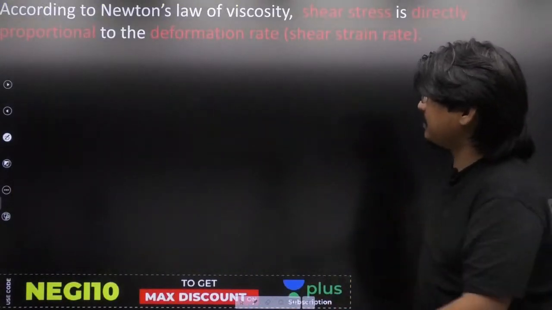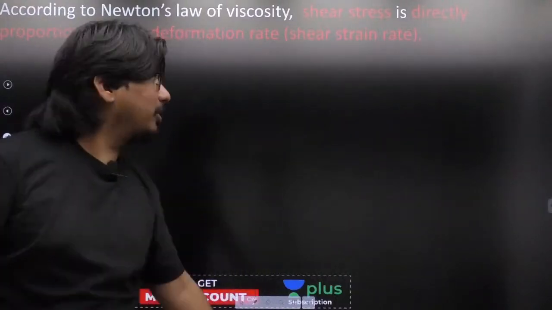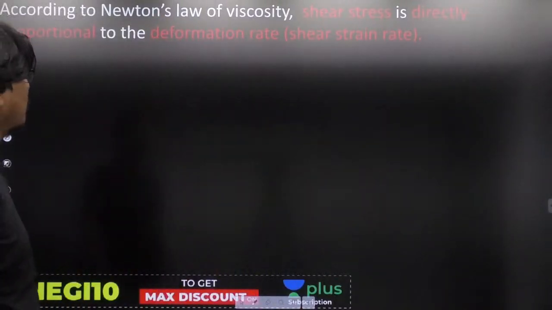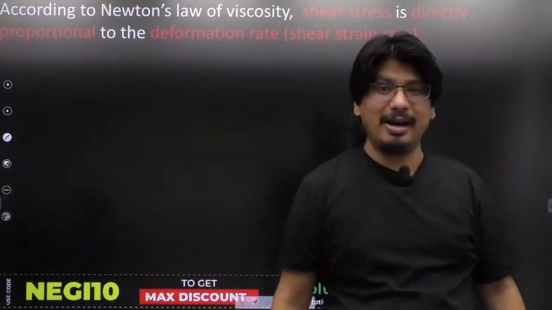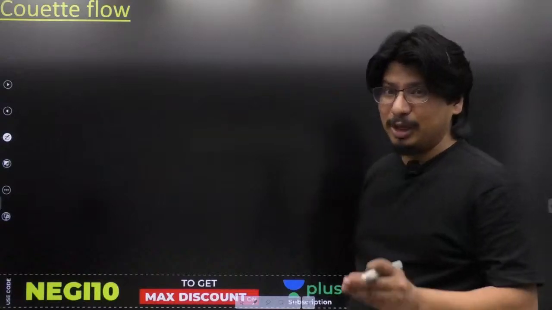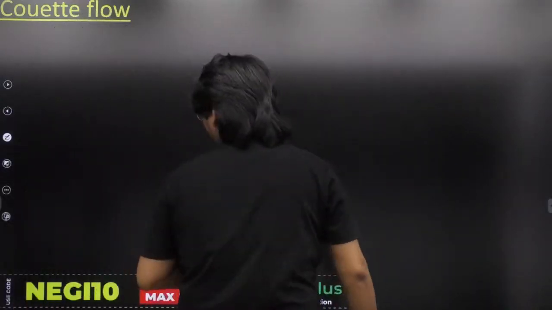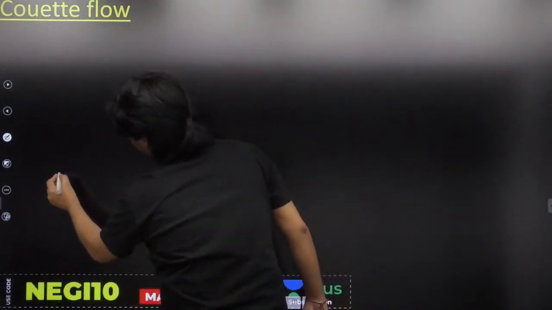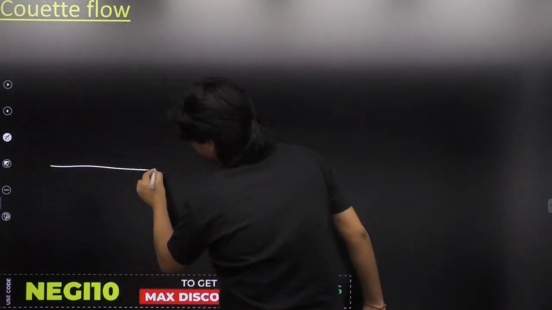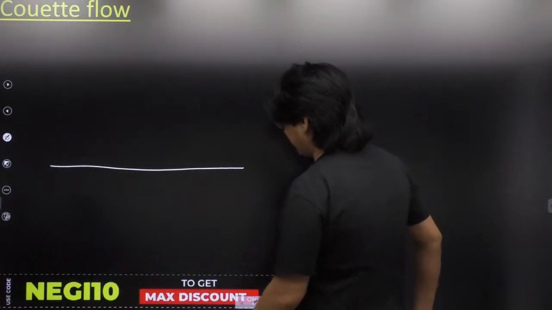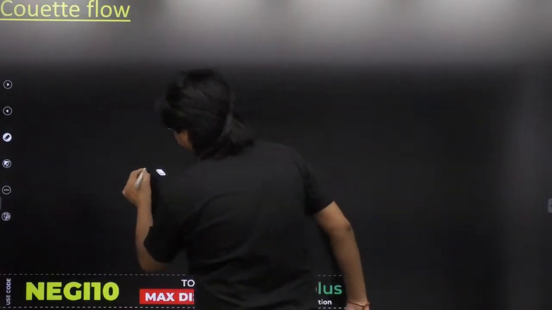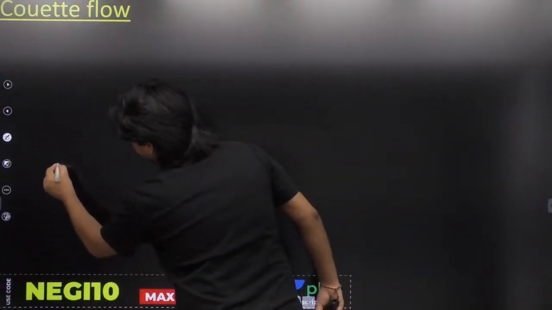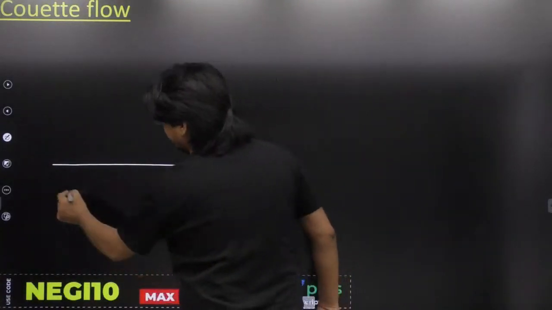Yes. Next. According to Newton's law of viscosity, shear stress is directly proportional to the deformation rate, in brackets shear strain rate, which we have seen. Now look here. I will be discussing a few cases where you have to tell me what the formulas will be, and then we will close the class. Now, Couette flow. Are you able to recollect what is the simple Couette flow? Look here. Let me say this is the fixed plate.